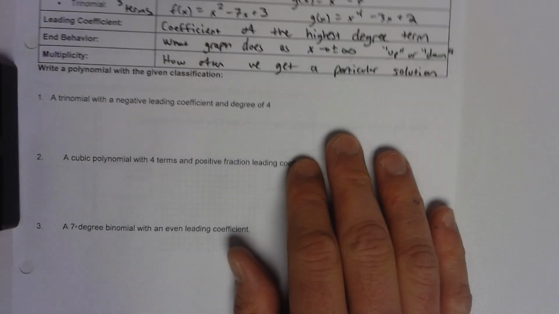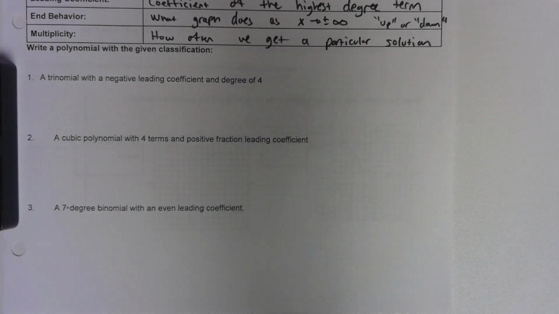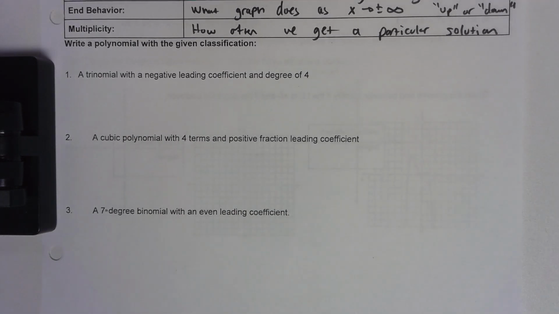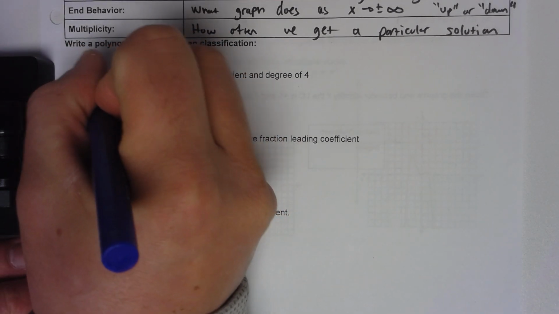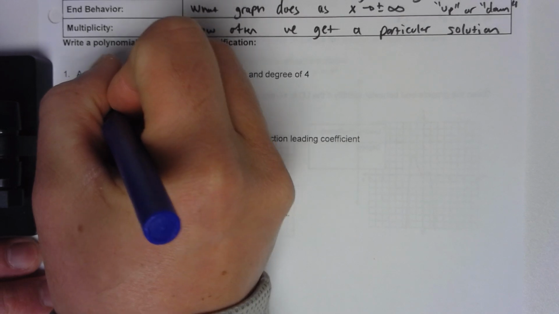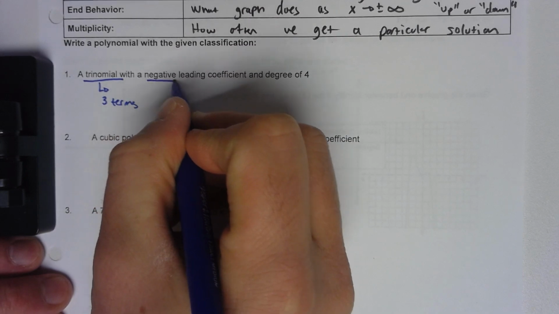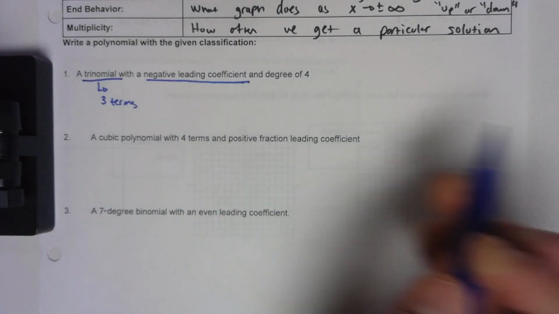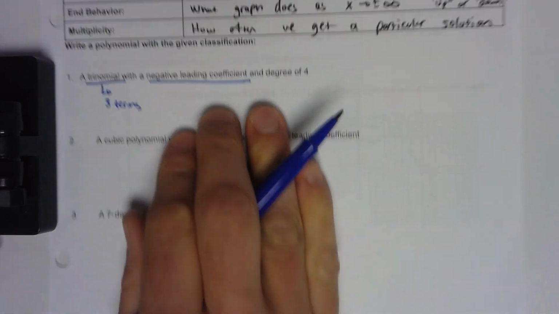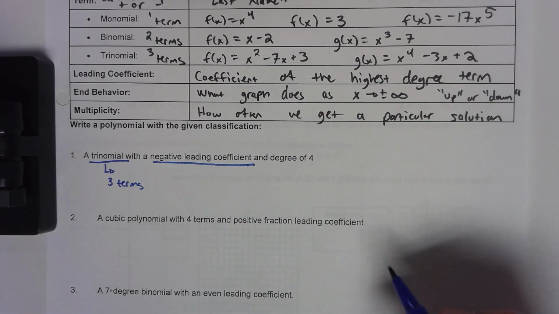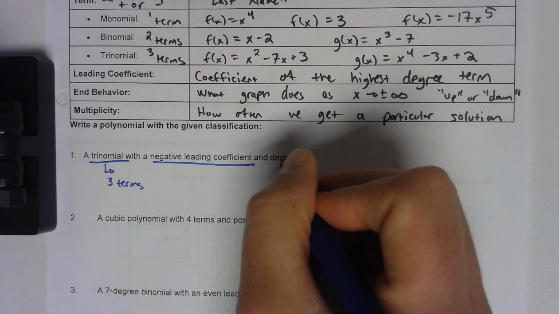So part of what I want us doing is just thinking about some of these words and how that relates to us building an equation around that. All we're going to do is write a polynomial based on the description here. So I need to write a trinomial, meaning 3 terms, with a negative leading coefficient. Remember that leading coefficient, we did define that. That's the coefficient of the highest degree term. So just some negative number. And then a degree of 4.